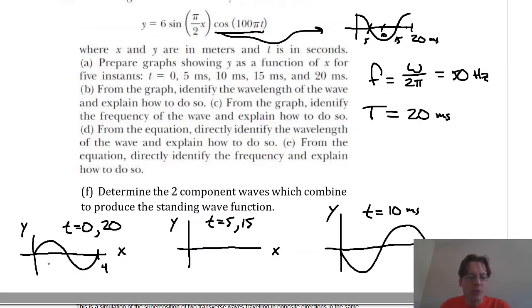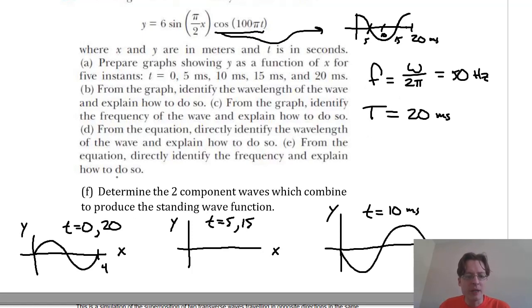Identify the wavelength. Well, we can read it off from the graph. That is a 4-meter wavelength. Of course, you can also find the value of k to be pi over 2 and find that therefore lambda is 4 meters that way too. From the graph, identify the frequency of the wave. Well, we could do that here. After 20 milliseconds, the graph has repeated itself. That means the period is 20 milliseconds, or we did it mathematically solving for the period.